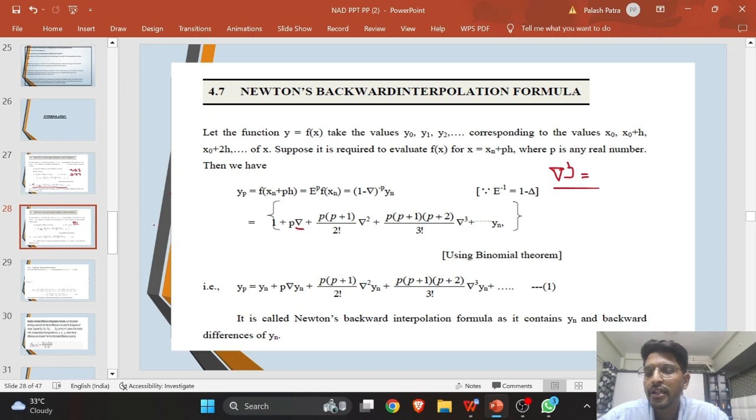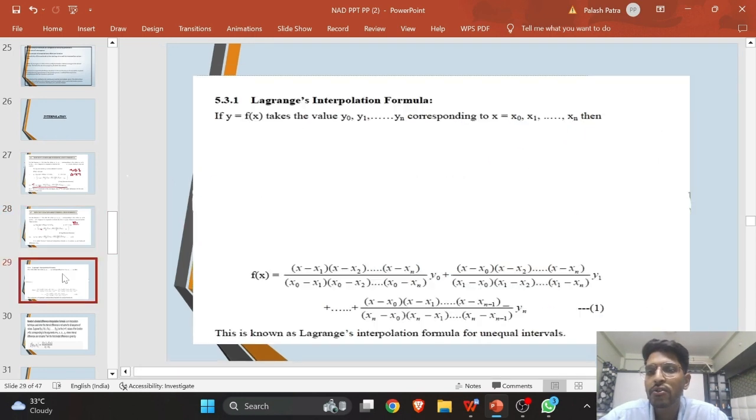Now let's see the next interpolation, which is the Lagrange's interpolation formula. The Lagrange's interpolation formula is applicable when the intervals are not the same. That is, the difference between the two intervals is not the same for each case.